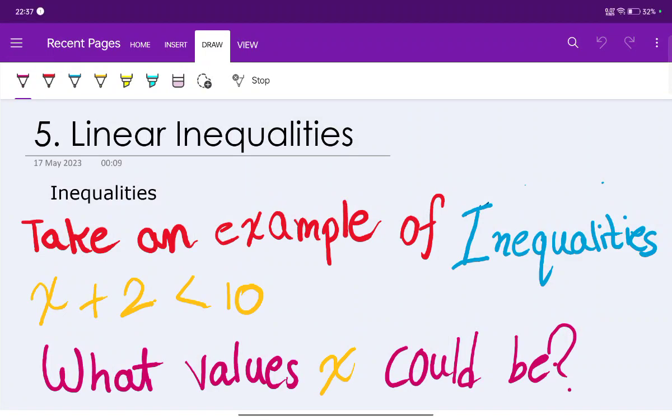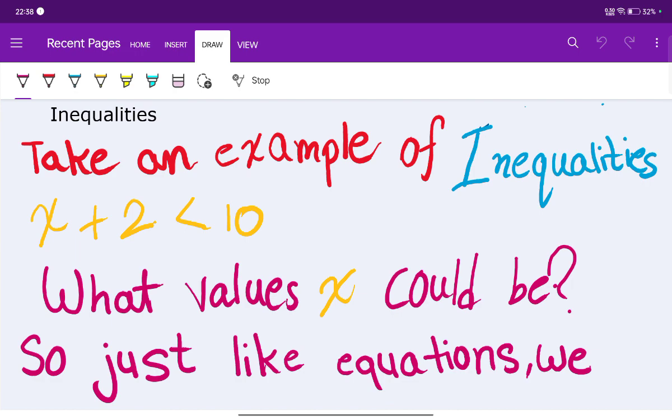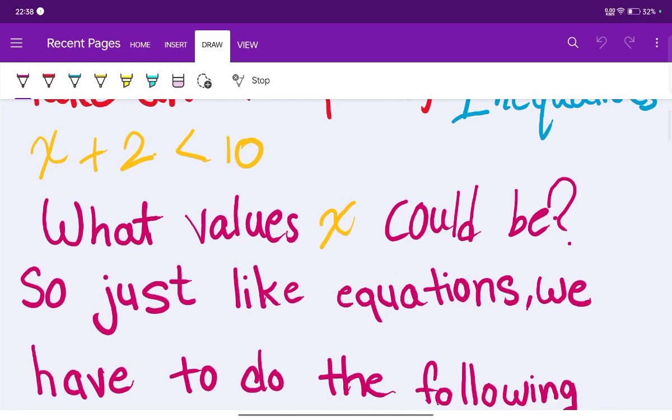Linear inequalities. Inequalities. Let's take an example of inequalities. So x plus 2 is less than 10. What values could x be?